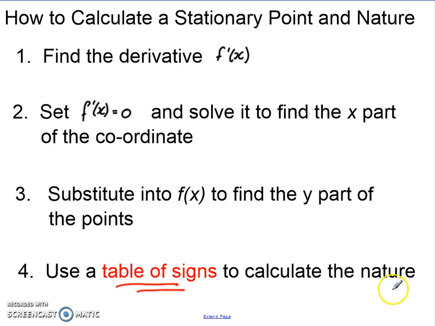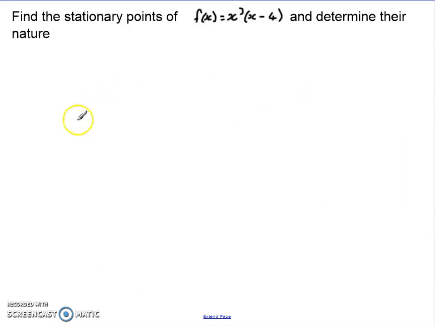And I'm going to show you that in a second with the example. And this table of signs will show you how the graph behaves just before and just after the point. So it'll give you an idea what it looks like leading up to the stationary point and then what it looks like after it. So you can determine which of the 4 types it will be based on that. So here's an example for you.